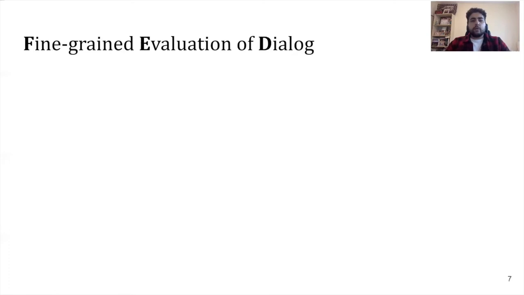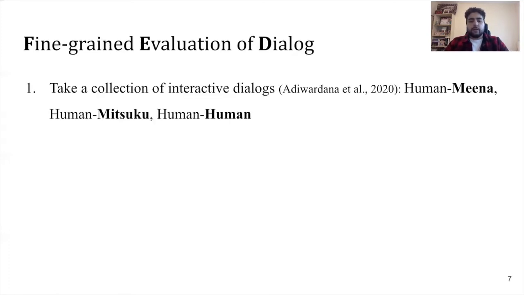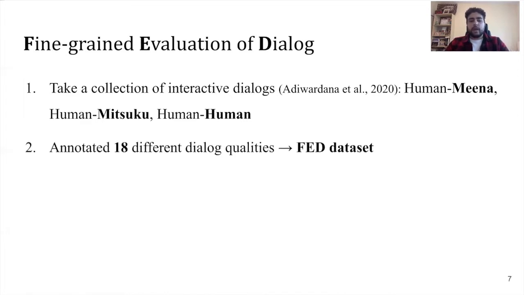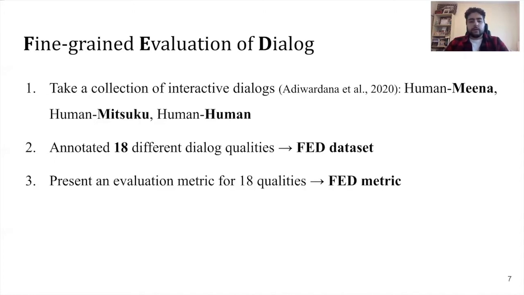In this paper, we present fine-grained evaluation of dialogue. We first take a collection of interactive dialogues released by Adiwardana et al. This includes dialogues between humans and Meena, humans and Mitsuku, and humans and humans. We annotate these interactive dialogues for 18 different dialogue qualities, which is called the FED dataset. We then present an evaluation metric that captures these 18 different dialogue qualities, and we call this the FED metric.